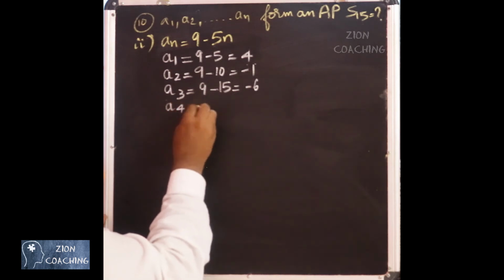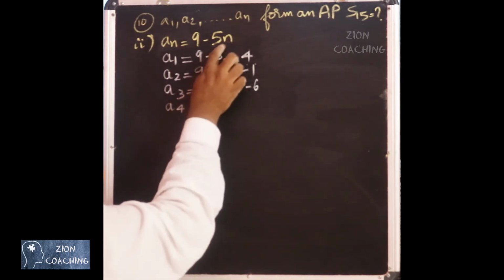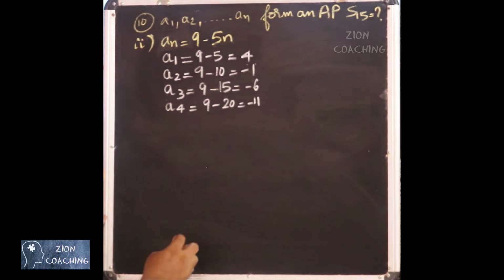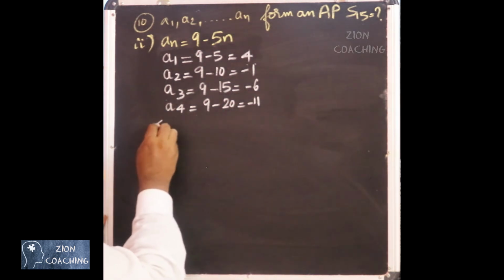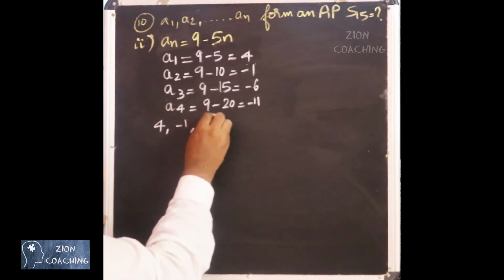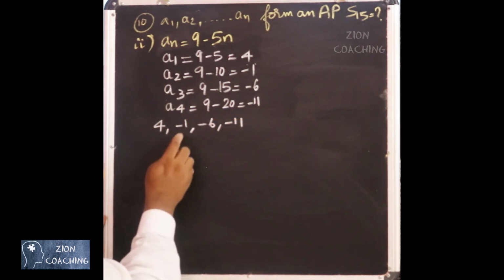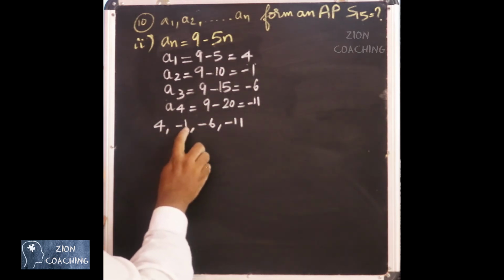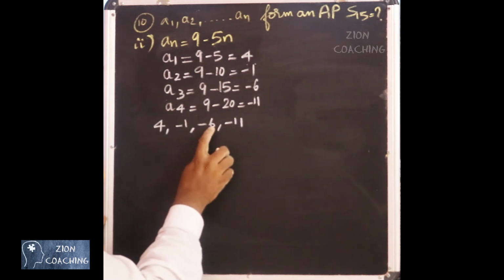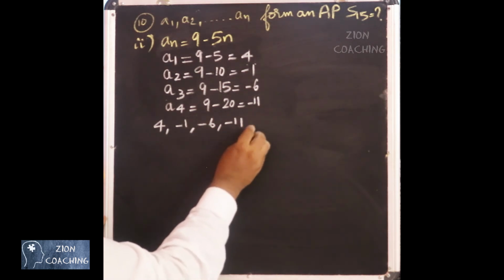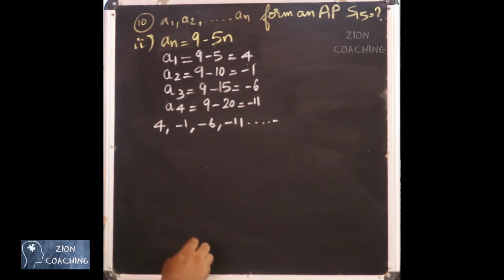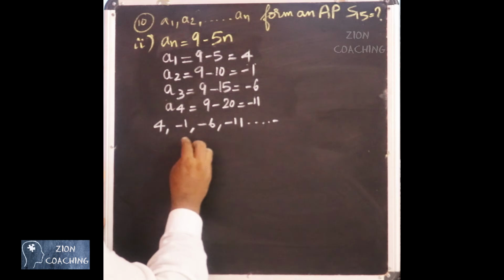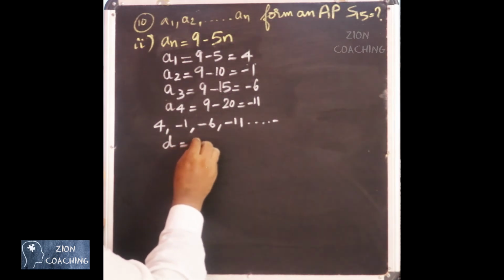Fourth term will be 9 minus 5 into 4, that is 20. So we are going to have minus 11. Now we have found the first 4 terms of the AP. 4, minus 1, minus 6, minus 11. The difference between these two terms is minus 5, and the difference between these two terms is minus 5, and the difference between these two terms is minus 5. So you can see that the difference is common throughout. Since there is a common difference, they are going to form arithmetic progression. Your D value is minus 5.